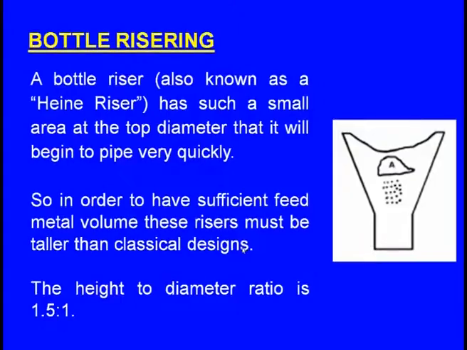Usually we have seen, especially in the NRL method, what is the h by d ratio? It will be between 0.5 to 1. The h by d ratio should not be greater than 1. But here, the length of the risers will be more than the conventional risers. The height to diameter ratio is 1.5 to 1. So, this is the typical height to diameter ratio for a bottle riser.